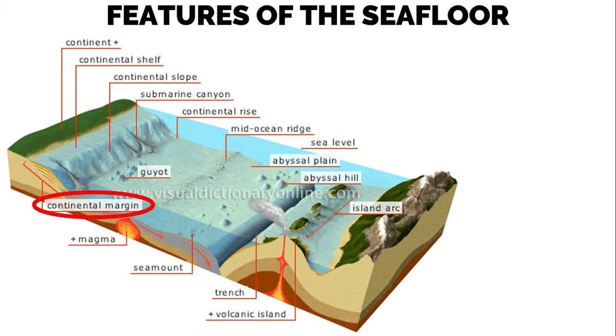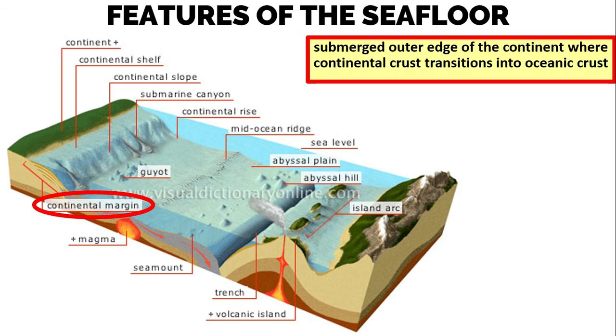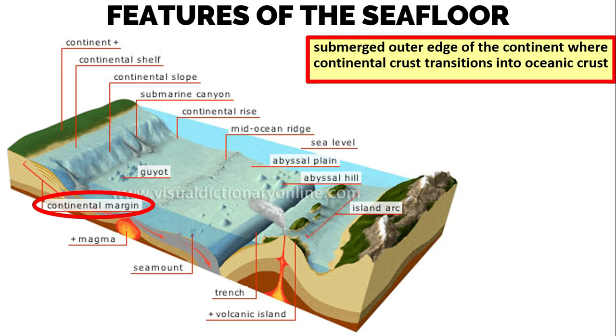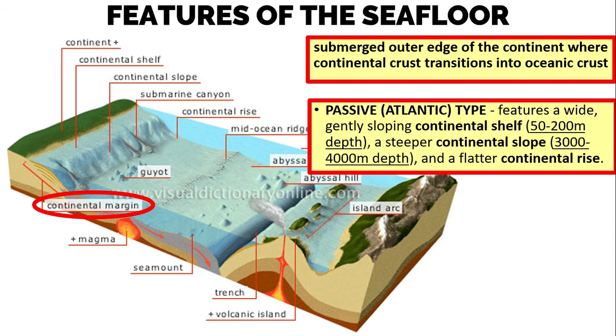So the first feature is the continental margin. It's the submerged outer edge of the continent where continental crust transitions into oceanic crust. Now, there are two types of continental margin, the active and the passive. The passive type is also called the Atlantic type. It features a wide, gently sloping continental shelf, steeper continental slope, and a flatter continental rise.